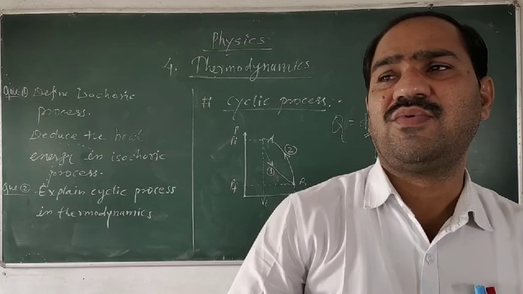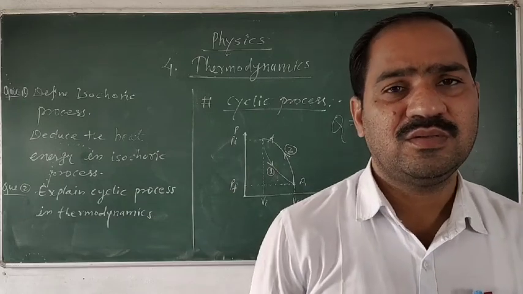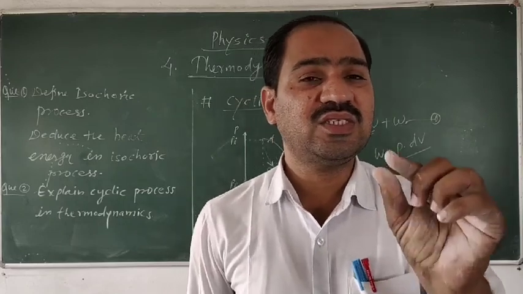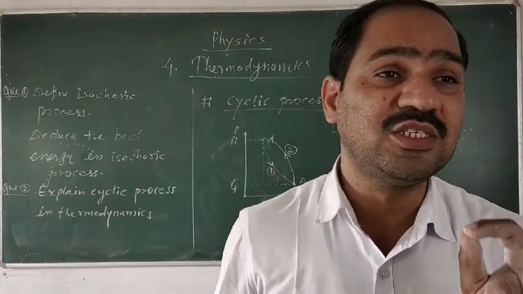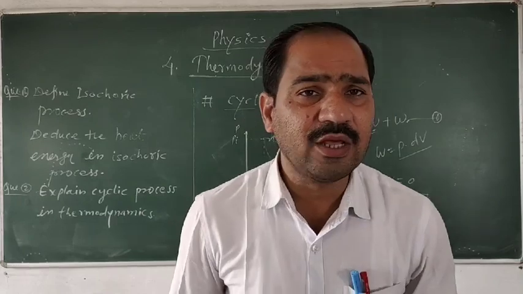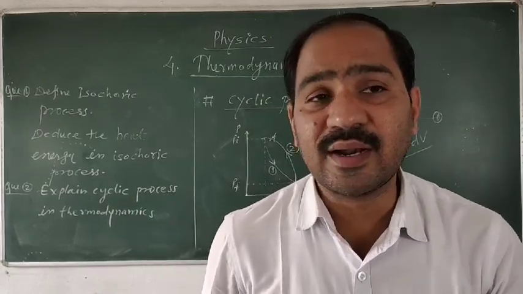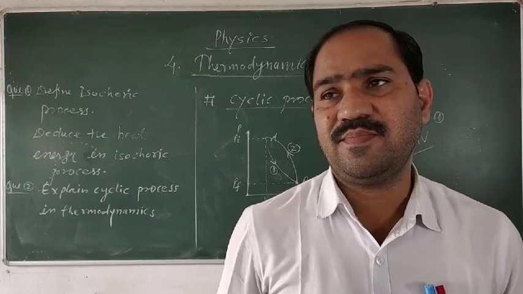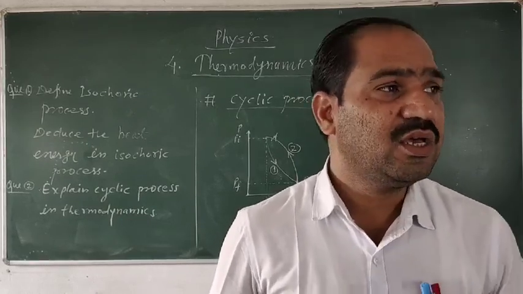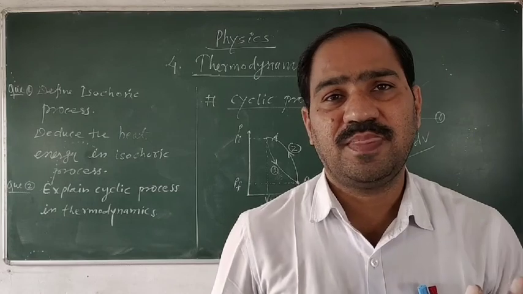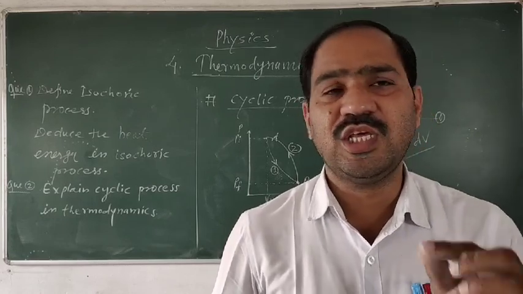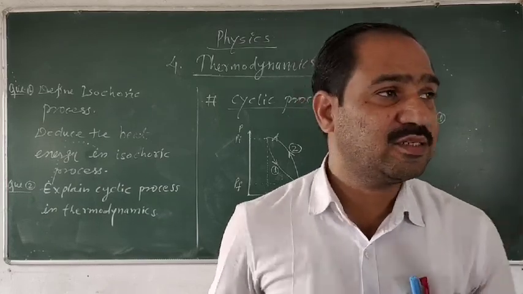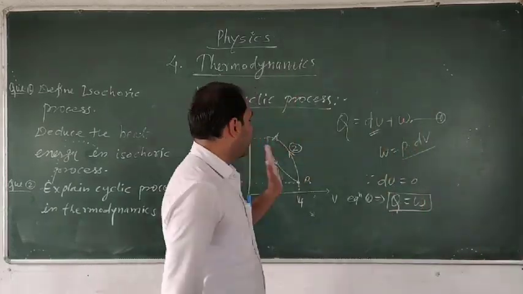If some work is done on the system by the surroundings, then W is negative. If W is positive, then the change in internal energy is negative. If W is negative, then the change in internal energy dU is positive. So remember that W and the internal energy have opposite signs. If W is positive, dU is negative. If W is negative, dU is positive. So remember that. This type of process is called the cyclic process.